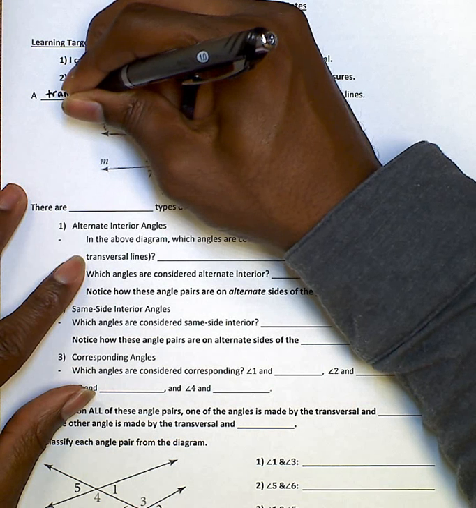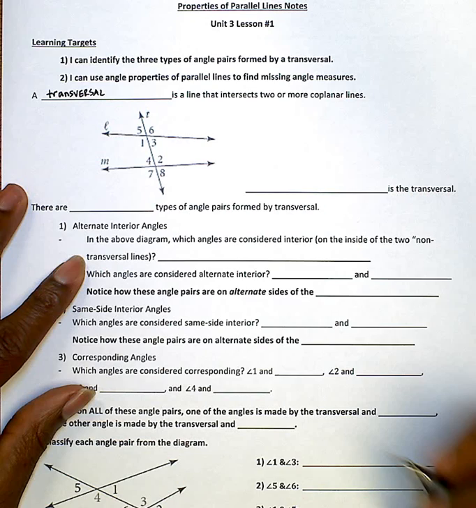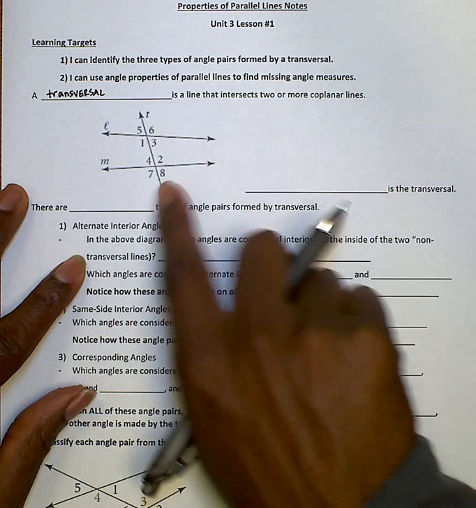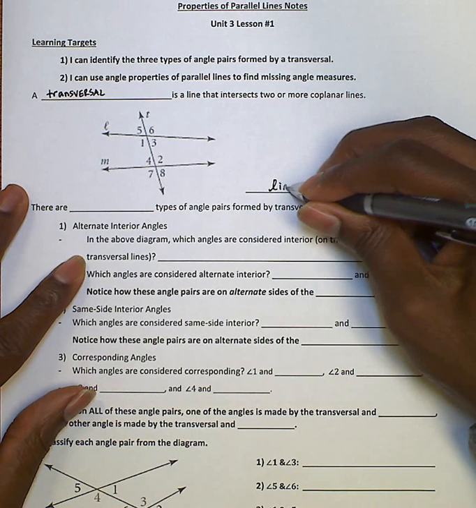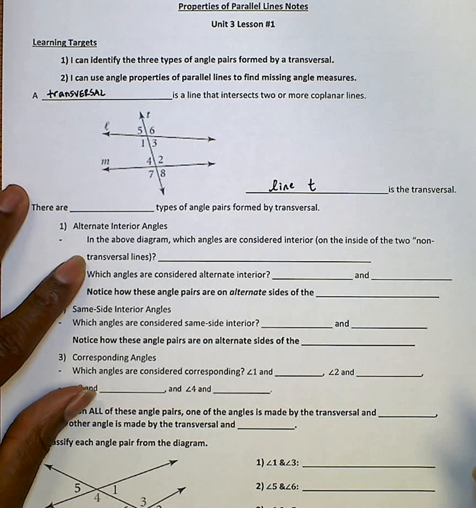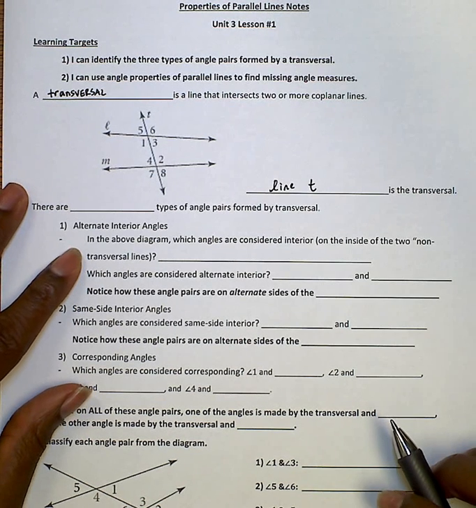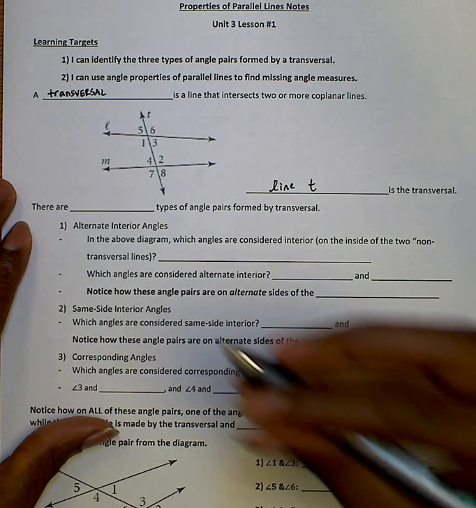Transversal. Okay, in this diagram here, we have a line that intersects L and M. That line is T. Line T is the transversal. It intersects two coplanar lines. Okay, from this, there are three types of angle pairs formed.